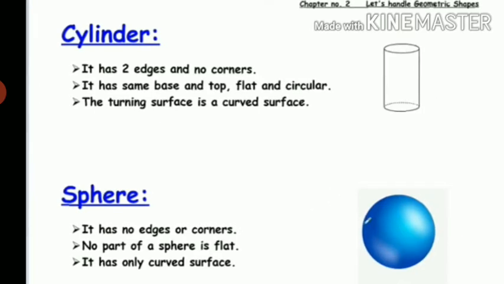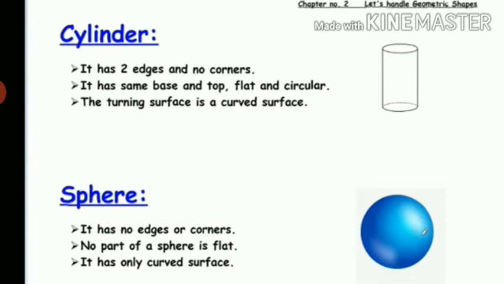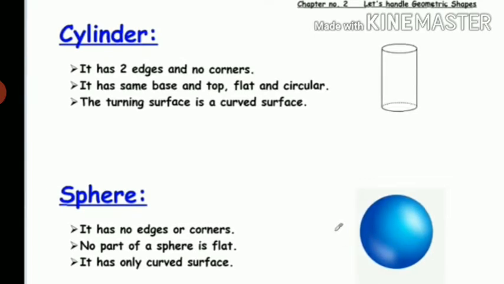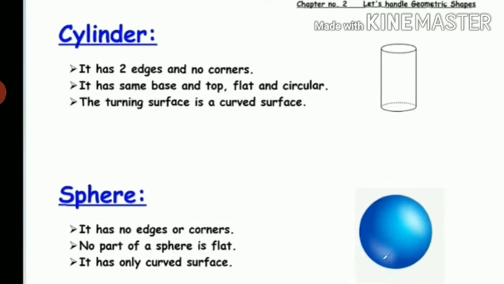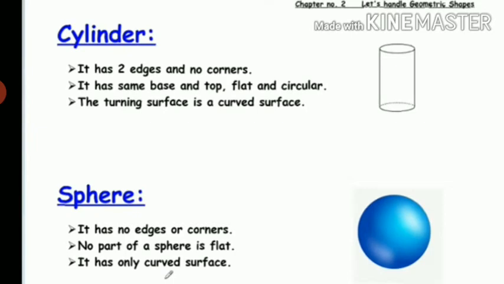No part of a sphere is flat, so there is no flat surface on the sphere. It has only a curved surface. You can see it has only a curved surface. So there is no flat surface and there are no corners and edges. It has only a curved surface.